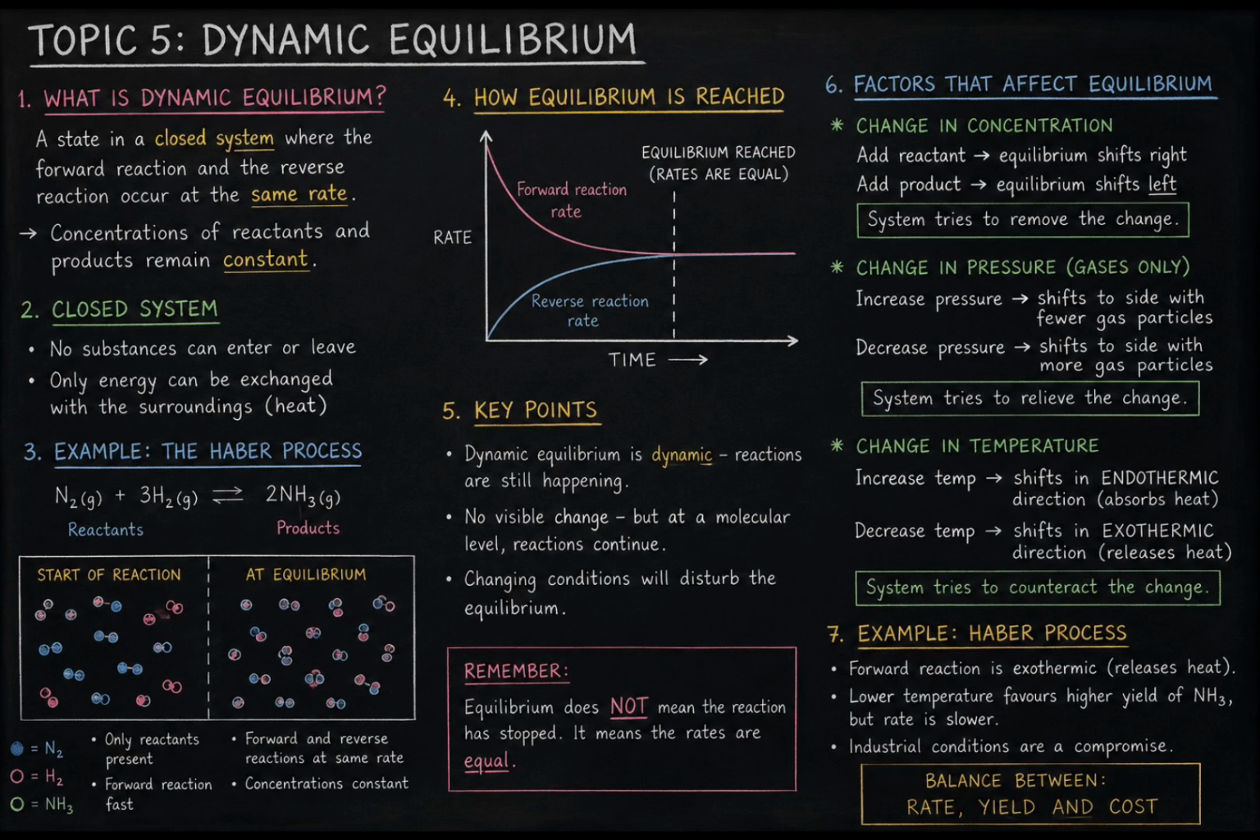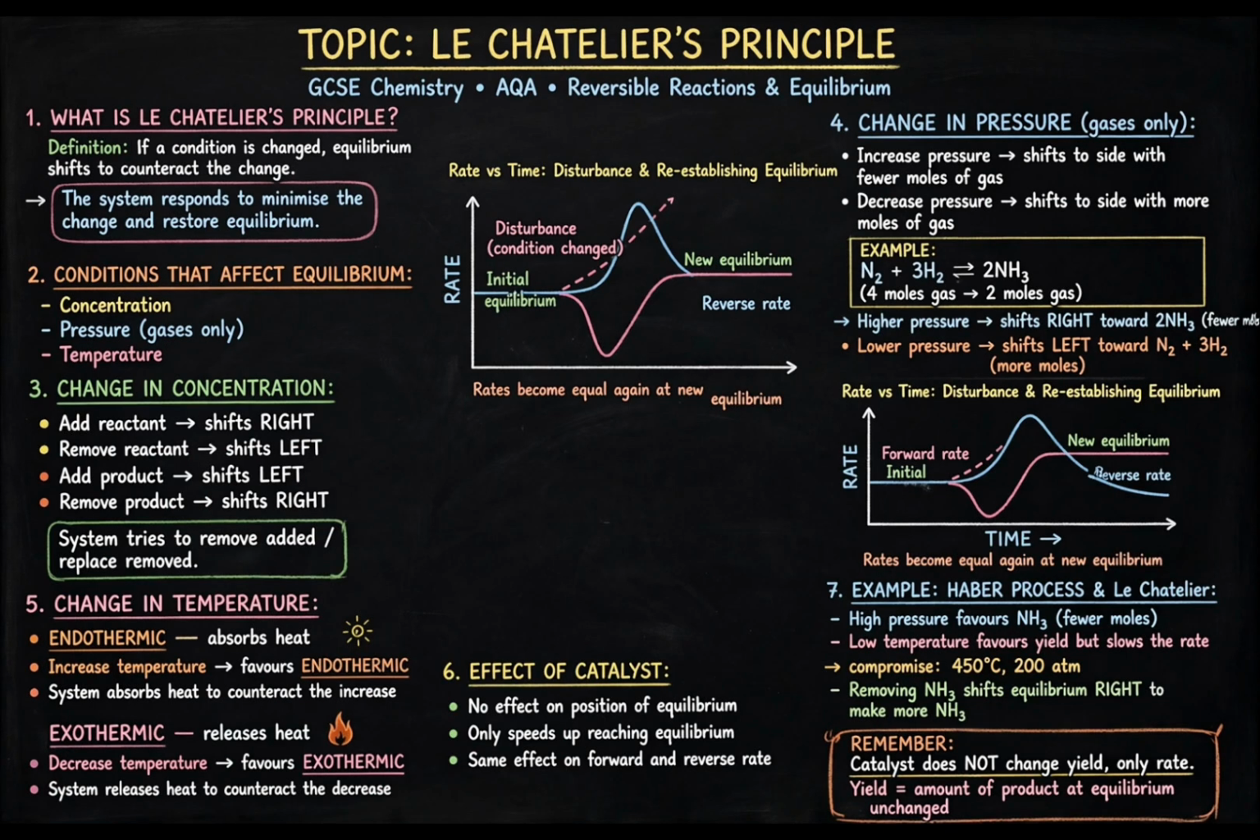Reverse rate starts at 0 and increases until they meet and flatten. That's equilibrium reached. Le Chatelier's principle. Definition: if a condition is changed, equilibrium shifts to counteract the change. The system responds to minimize the change and restore equilibrium. Conditions that affect equilibrium: concentration, pressure for gases only, and temperature. Catalyst does not affect position.